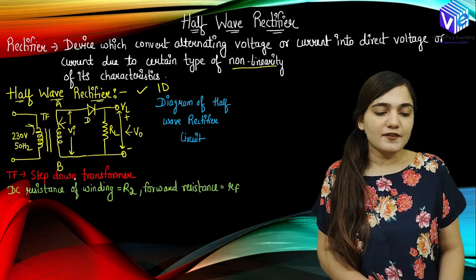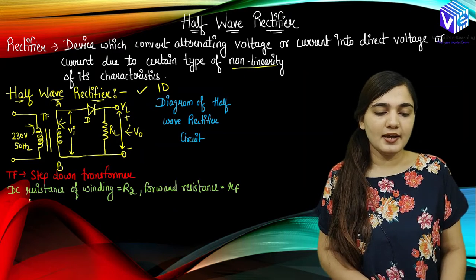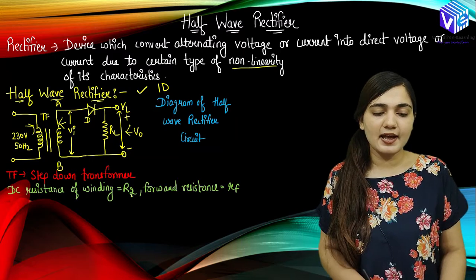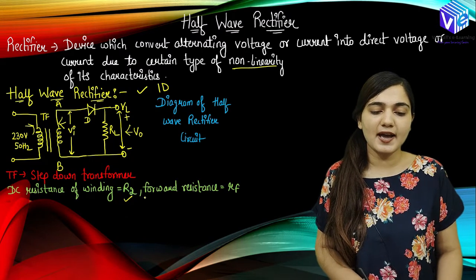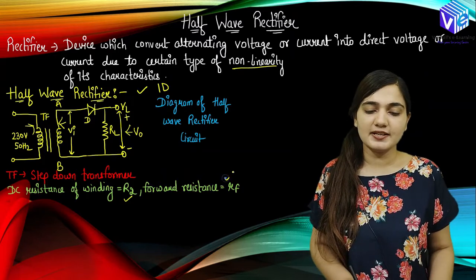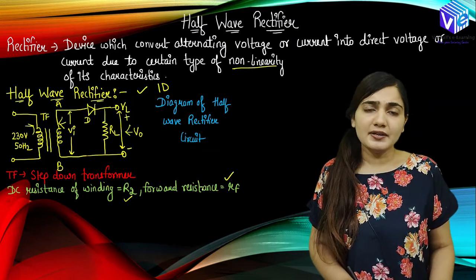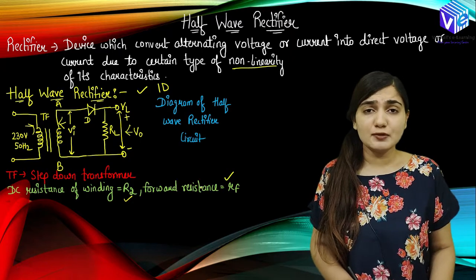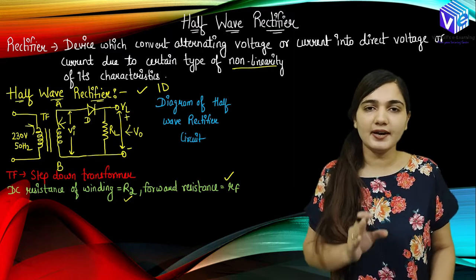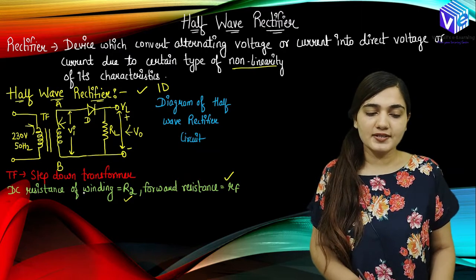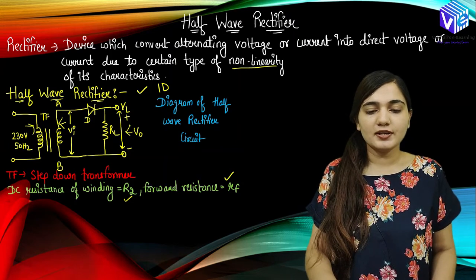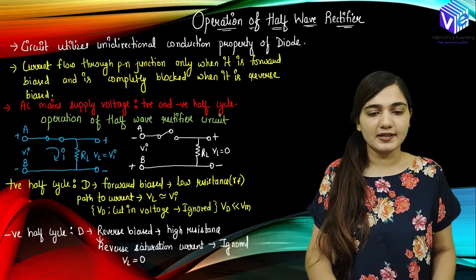Here the TF is a step down transformer, and we have the DC resistance of the winding, represented by R2, and some forward resistance in the diode as well, represented as RF. Even though R2 and RF are very small and we can neglect them in the future, as of now we are considering the forward resistance and the DC resistance of the winding. So this is all about the circuit diagram of the half wave rectifier.